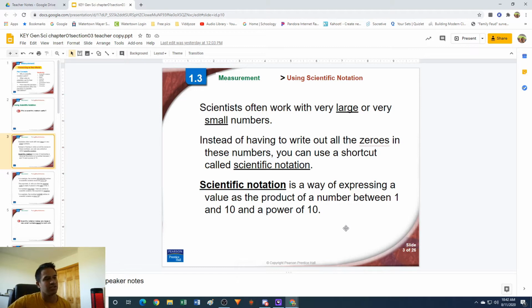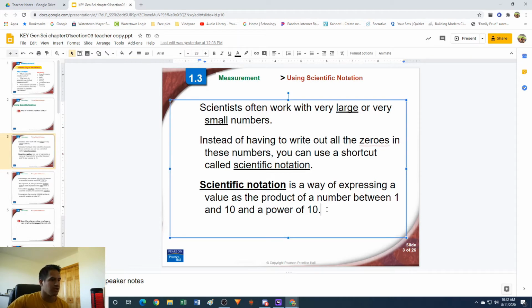So scientific notation is usually how we will express some number that's really big or small as a product of a number between 1 and 10 to some power of 10. Okay, so it's going to look something like this. It will be number, decimal, number, times 10 to some power, and we'll just call that exponent n.